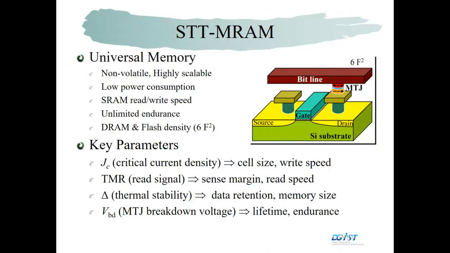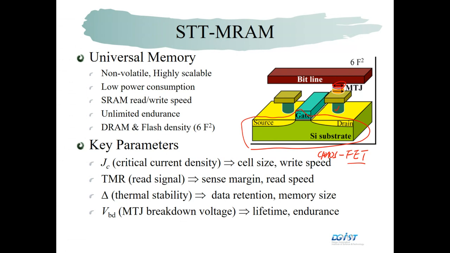And this STT-MRAM architecture is something like this. We have one transistor here. This is a CMOS FET, field effect transistor. And we have a memory cell here. And we have a bit line. And that means if you have a switch on, the current can be passing through here in this direction or this direction. So with this current, we can write the information in a store layer or free layer.